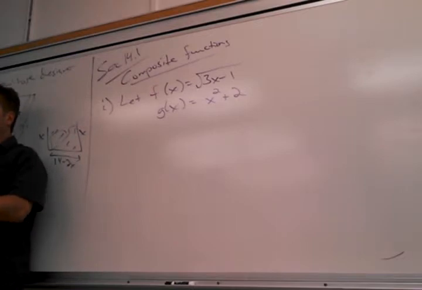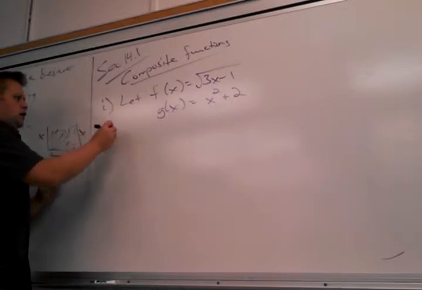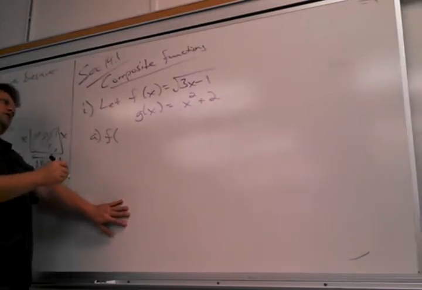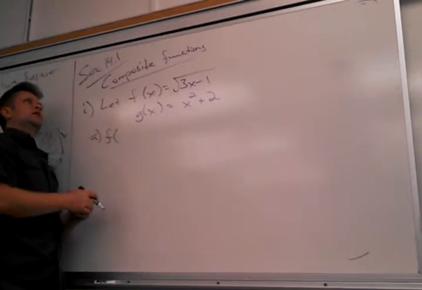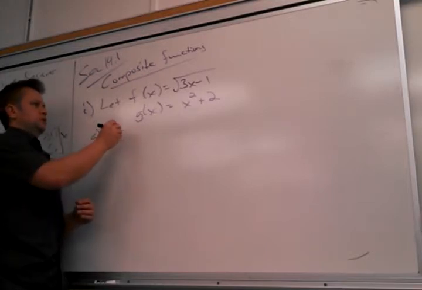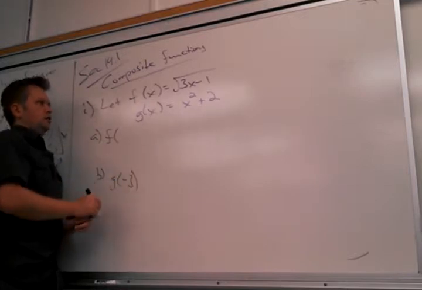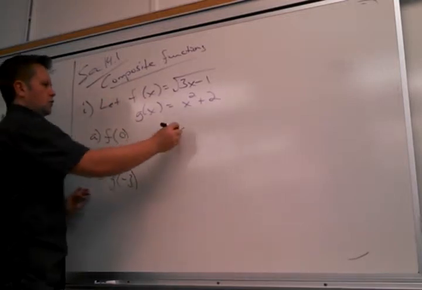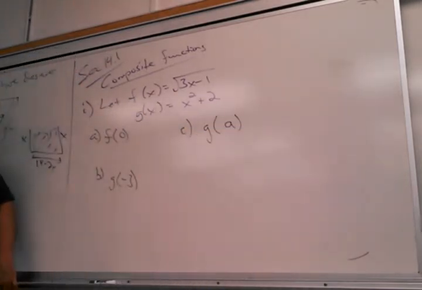Now let me just do a little reviewing too. Let me give you some warm-up questions. They should be relatively simple. Can you figure out what g of negative 3 is? Figure out what f of 0 is. And figure out what g of a is. Do those three first.